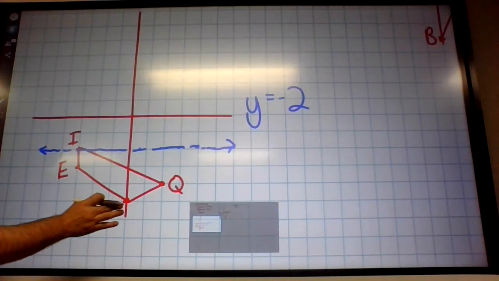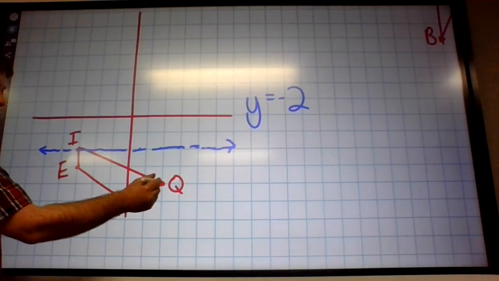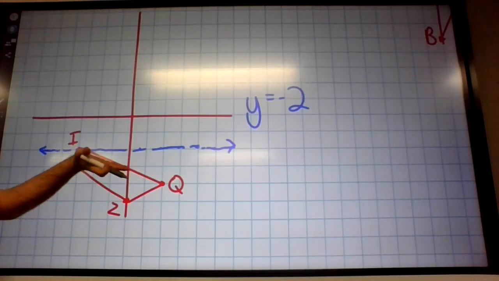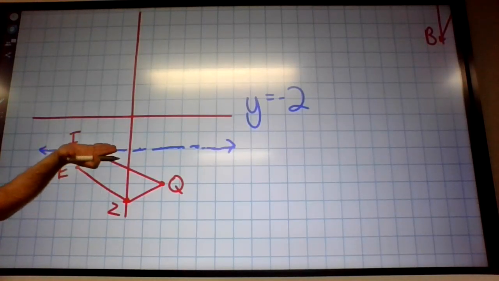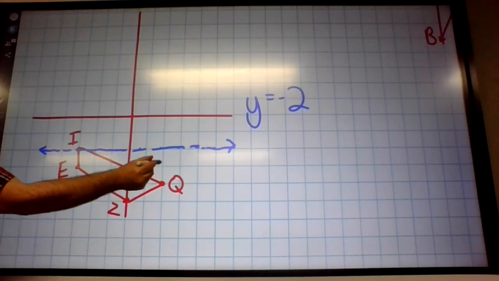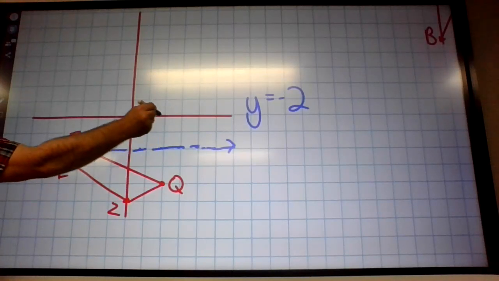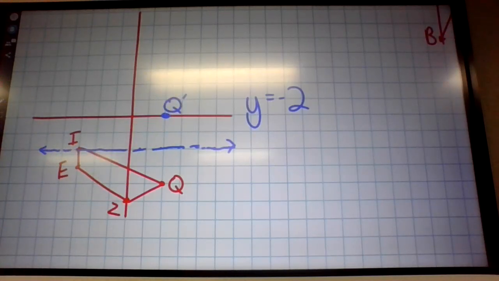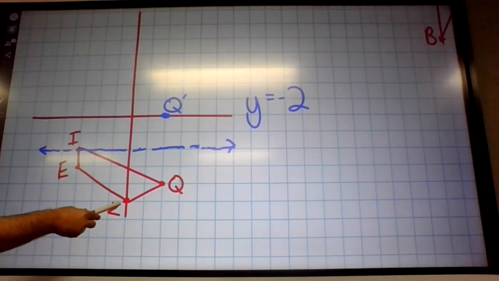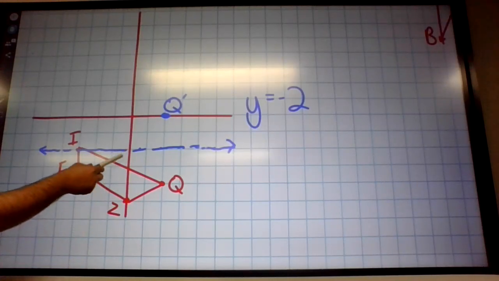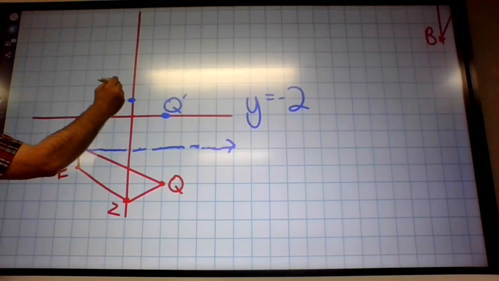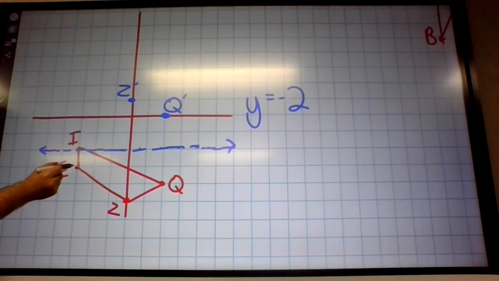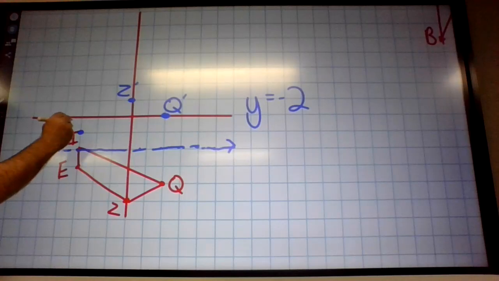So we're reflecting this time. If Q is right here, where is Q prime? Reflection is kind of like a pancake. You just pick it up and flip it over. So if Q is 2 away on this side, Q prime will be 2 away on the other side. So Q prime will be right there. Z is 3 below the line, so Z prime will be 3 above that line. E is 1 below the line, so that'll be E prime.